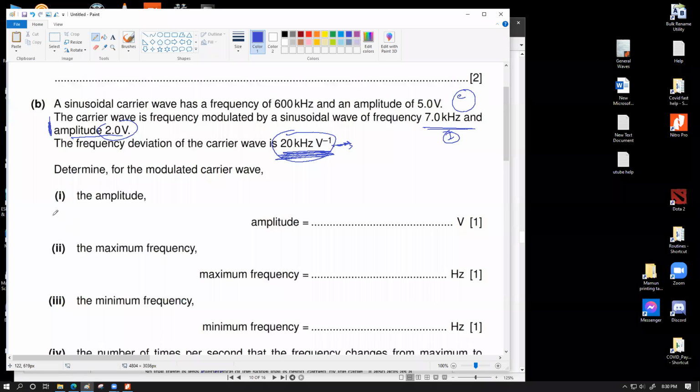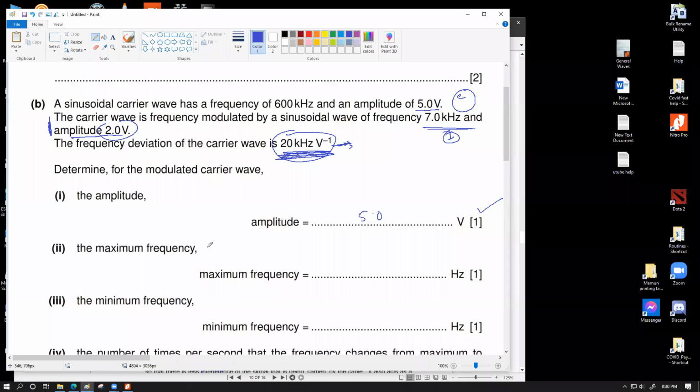So the question says, determine for the modulated carrier wave the amplitude. Carrier wave amplitude will remain perfectly the same because this is frequency modulation. The amplitude will not undergo any change. So this is going to be perfectly 5 volts. So you can write 5.0, you score 1 mark.